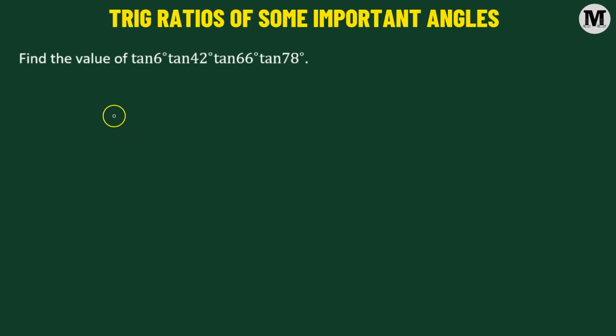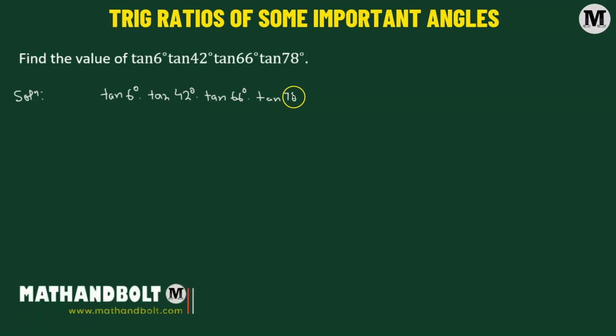We need to find out the value of the given trigonometric expression. Let us begin. So here we have tangent of 6 degrees multiplied by tangent of 42 degrees times tangent of 66 degrees times tangent of 78 degrees.